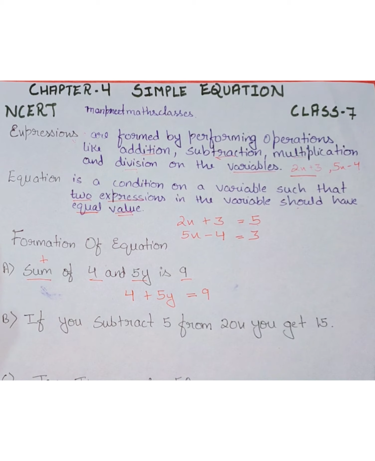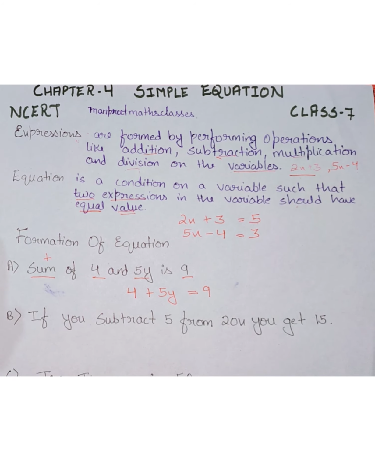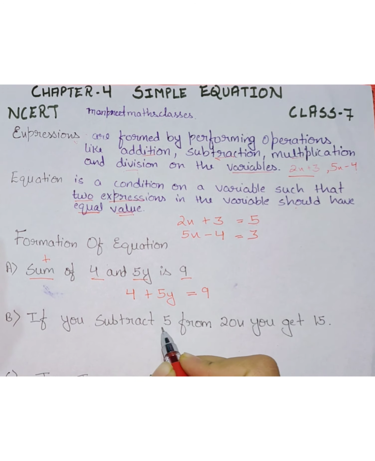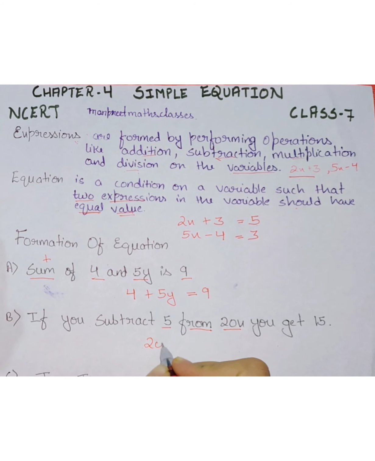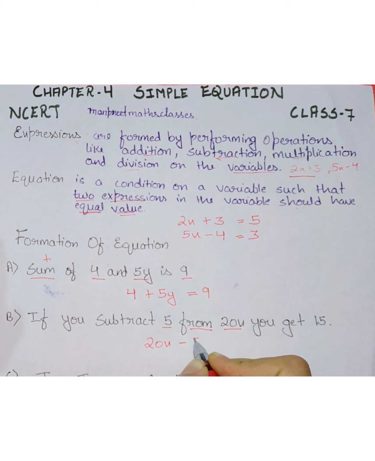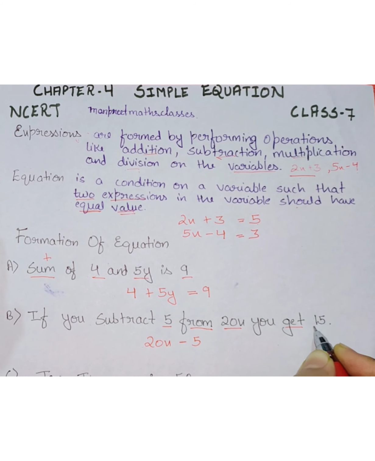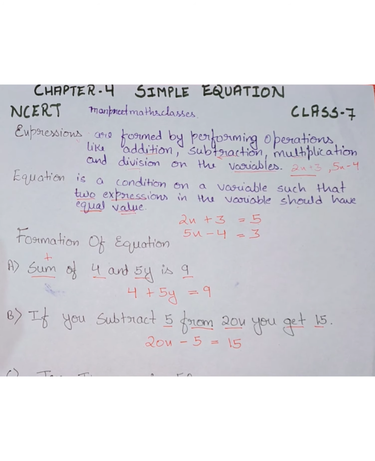9. Now our next is: if you subtract 5 from 20x, you get 15. What you have to do? You have to subtract 5 from 20x. So 20x minus 5, what you will get? 15, equal to 15. Keep in your mind, we are forming equations, so it is compulsory that we get this equal sign in the formation.